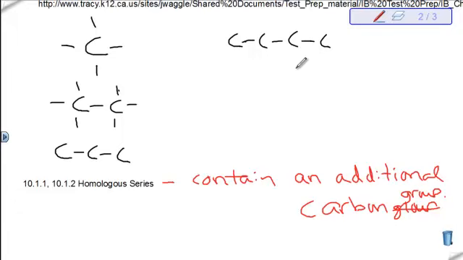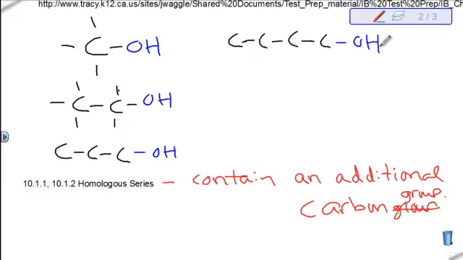Very simple concept. Okay? Now you are required to know A, what a homologous series is. And I've taken care of that. And a homologous series could be in a different functional group. For example, we could write a homologous series of alcohols.